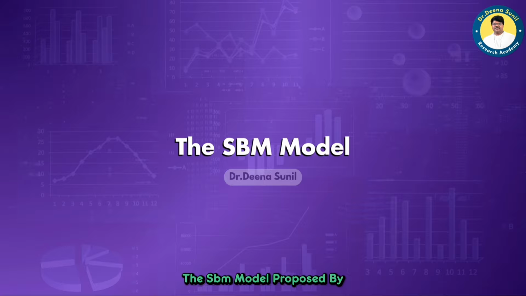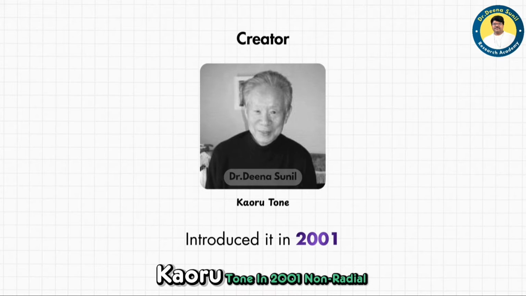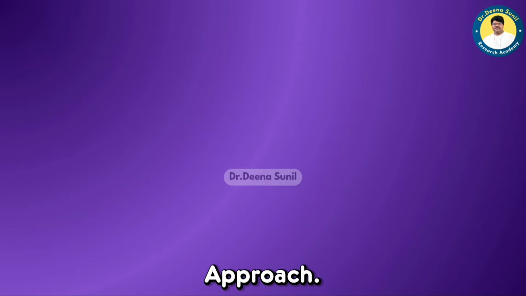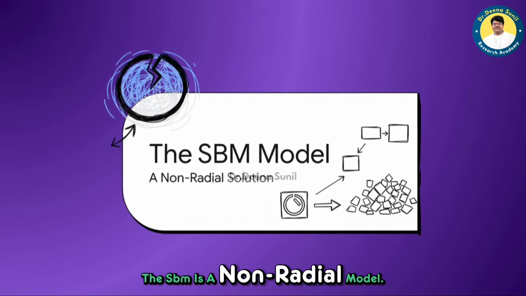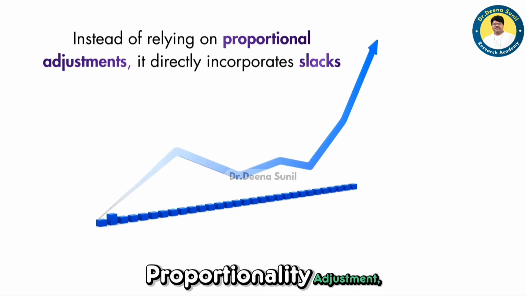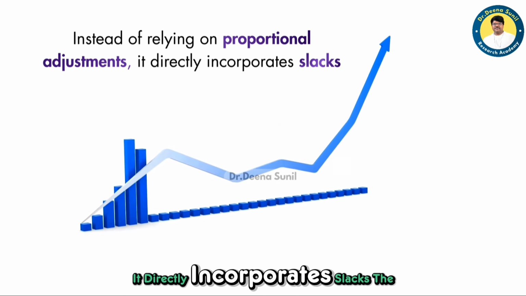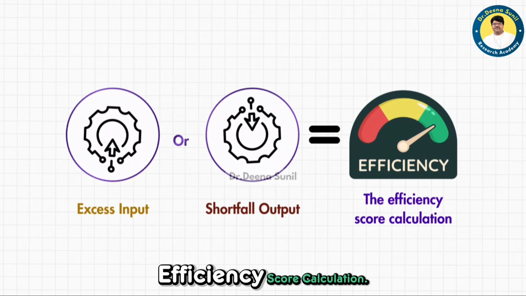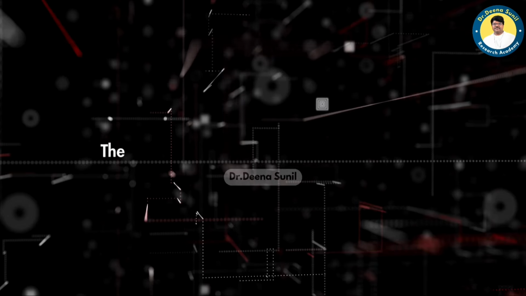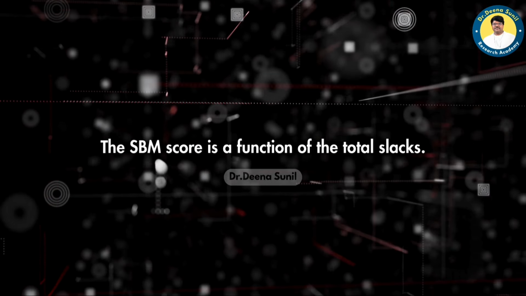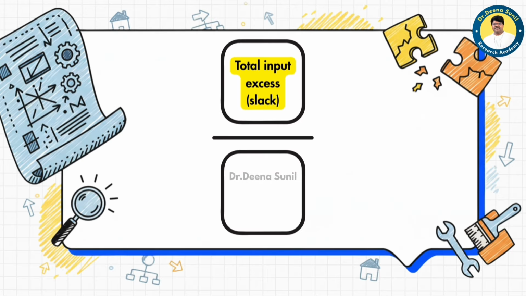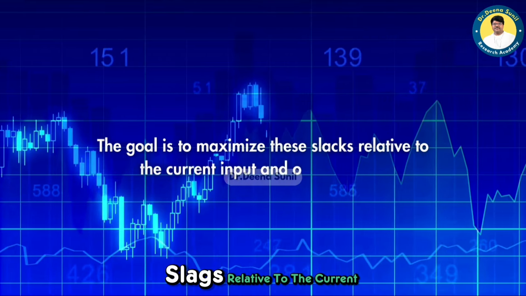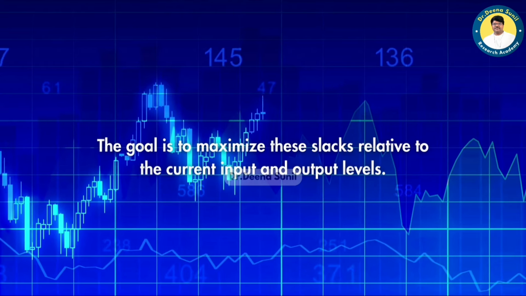The SBM model, proposed by Tone in 2001, is a non-radial approach. The SBM is a non-radial model. Instead of relying on proportional adjustment, it directly incorporates slacks, the excess inputs or shortfall outputs, into the efficiency score calculation. The SBM score is a function of the total slacks. It is defined as a ratio where the numerator reflects the total input excess and the denominator reflects the total output shortfall. The goal is to maximize these slacks relative to the current input and output levels.